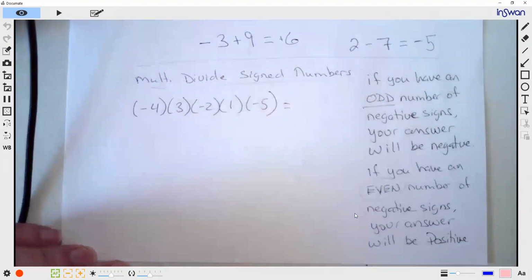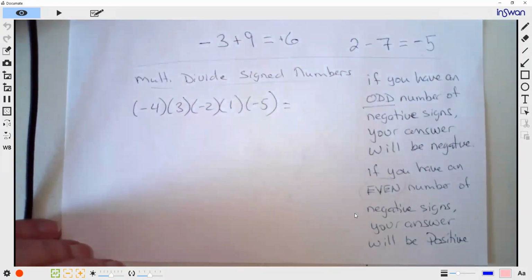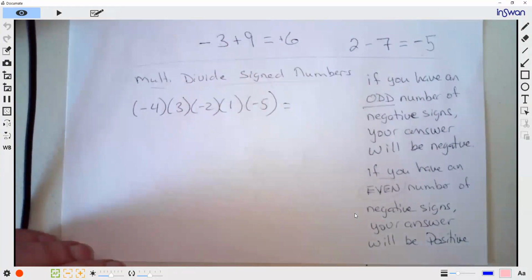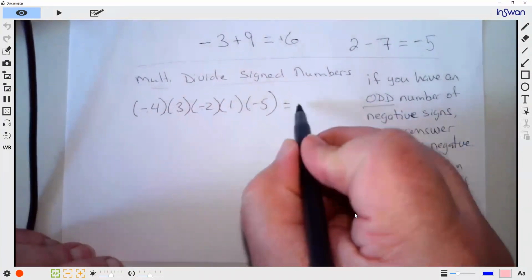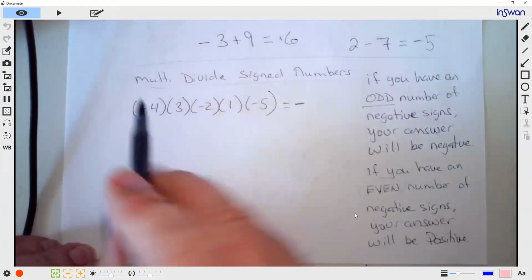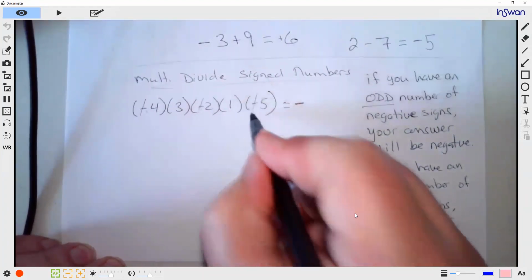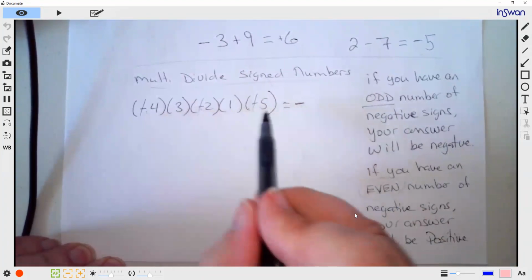Is the answer going to be odd or even? Positive or negative, I'm sorry. Negative? Yeah. So there's 1, 2, 3. So we know the answer is going to be negative. We don't have to worry about the signs anymore. We know the answer is negative. Just multiply the numbers.